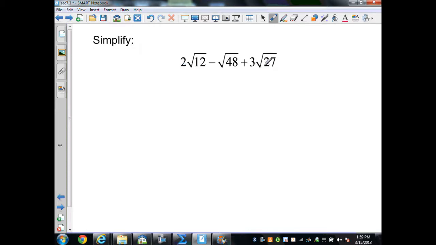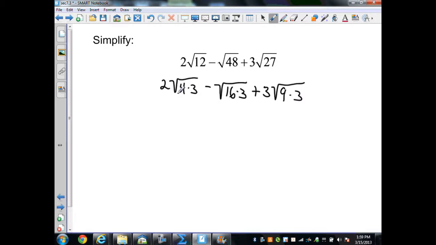On this example, it looks like I don't have any like terms. Notice all my radicands are different, even though my indexes are the same. But what I need to do first to verify that is to simplify each radical and then determine if I have like terms or not. So here I'm going to have 2 square roots of 4 times 3 minus the square root of 16 times 3 plus 3 square roots of 9 times 3.